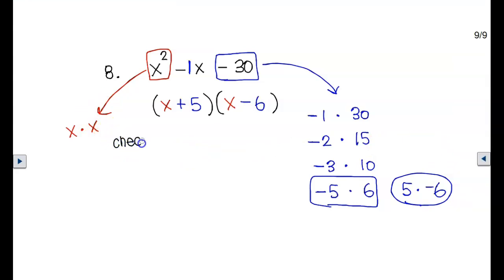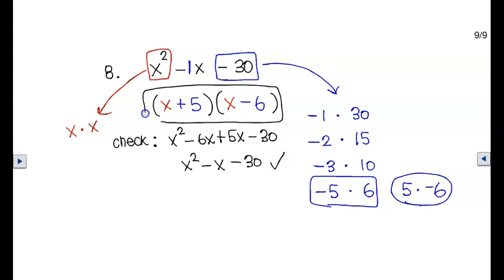And now I check. So I want you to notice how I'm using what's up here to help guide me in my choice over here. So x times x is x squared. x times negative 6 is negative 6x. 5 times x is 5x. And 5 times negative 6 is negative 30. When I do negative 6x plus 5x, I get negative 1x. x squared minus x minus 30 is what I wanted. So this would be my factored answer.